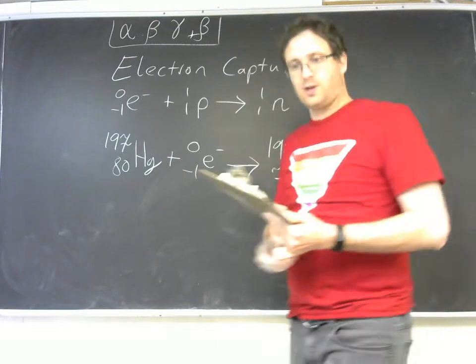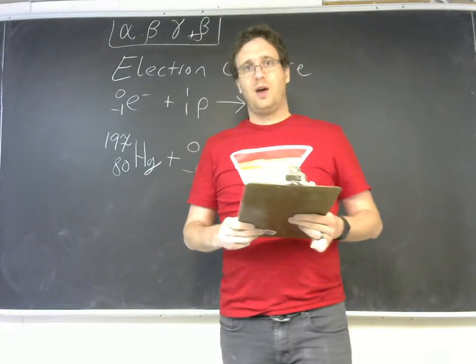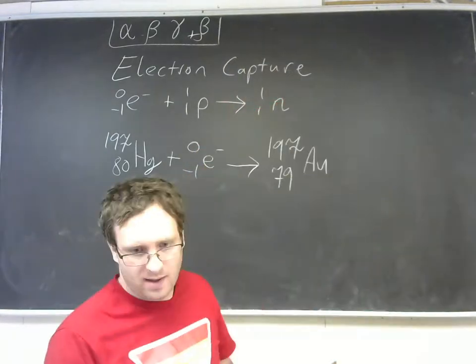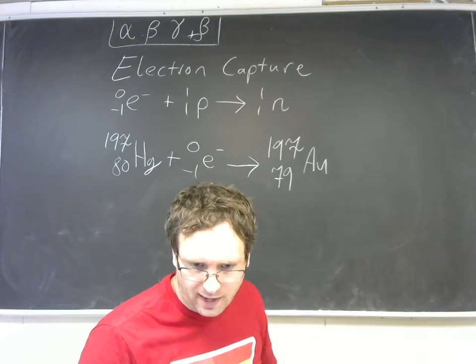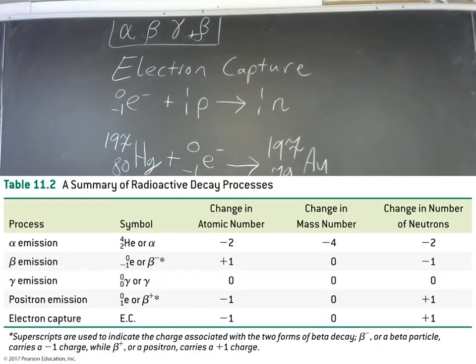And those are the modes of nuclear decay. And table 11.2 really kind of summarizes this, the sorts of changes that take place. The change in the atomic number and the change in the mass number are really the only two numbers that you need to identify what isotope is going to be the product of your nuclear reaction.